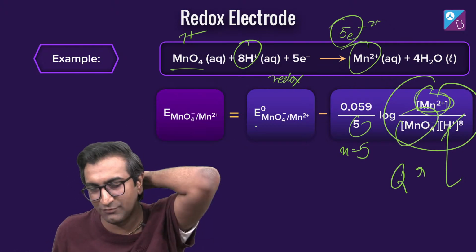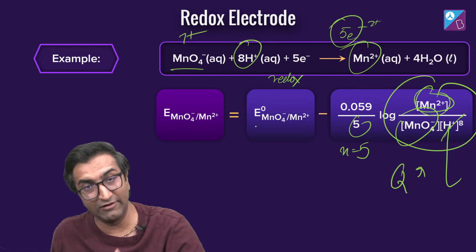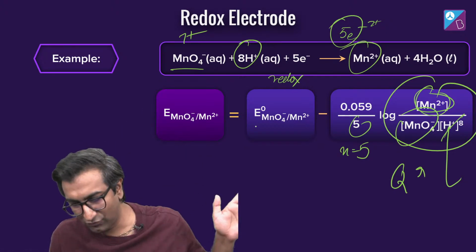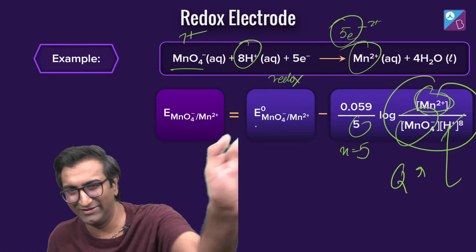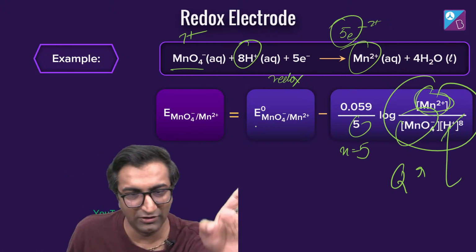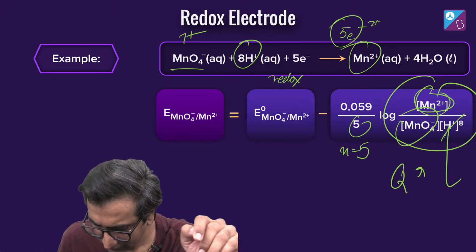Now in JEE Advanced or maybe in some really complicated question of JEE or even in NEET, maybe they'll say H is not 1, it's 0.5. Then you have to sit and work out 0.5 power 8 or something like that. But it's not going to come for you, trust me. But you should know how to derive it.